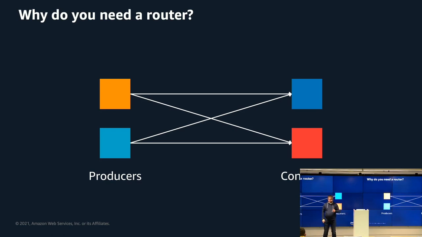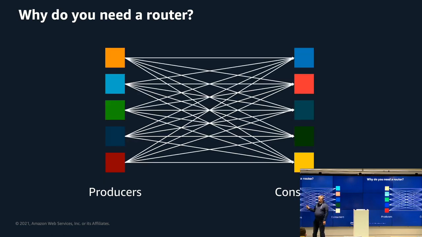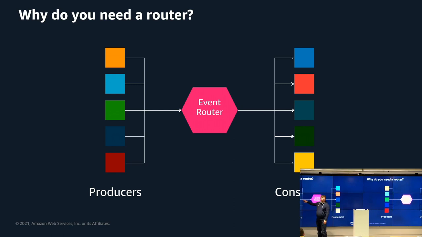And that's where the event router comes into play, right? So to explain why we need an event router. In the previous example, we had one producer and multiple consumers. In this example, we have two producers and two consumers, and things already became a little bit more complicated, right? But if you are growing, you can end up like this. And if you see such a diagram in your architecture, you have a big problem, right? Because it's impossible to understand what's going on.